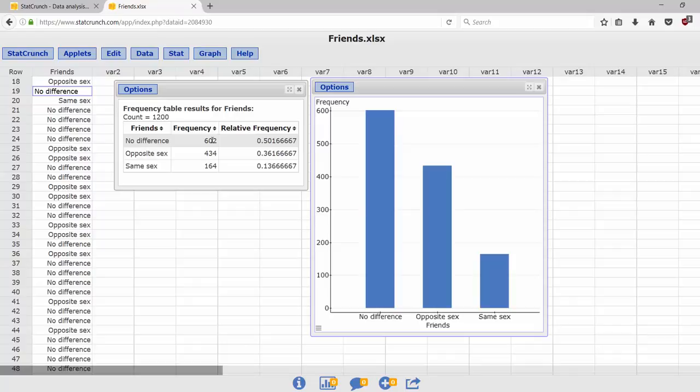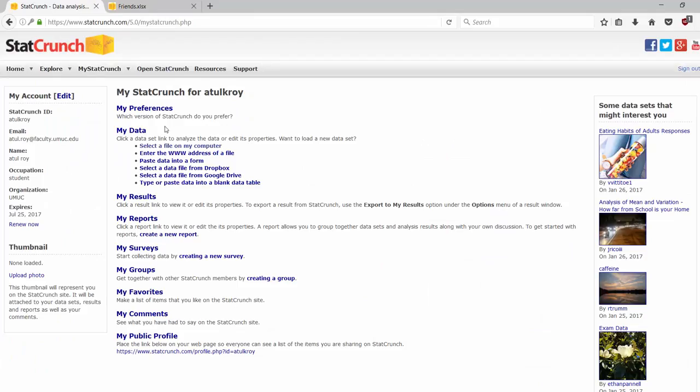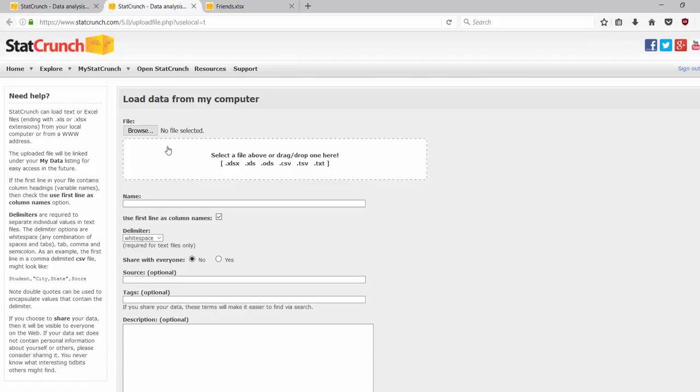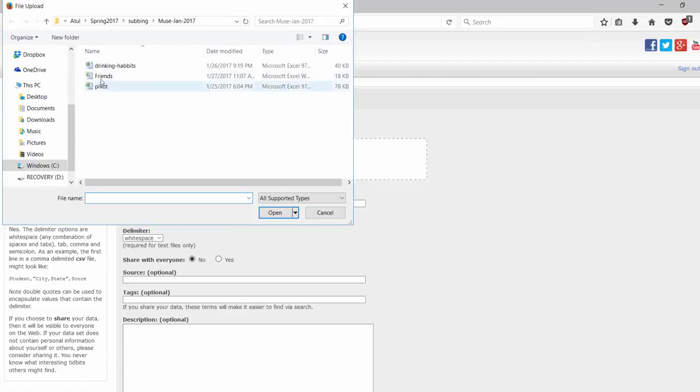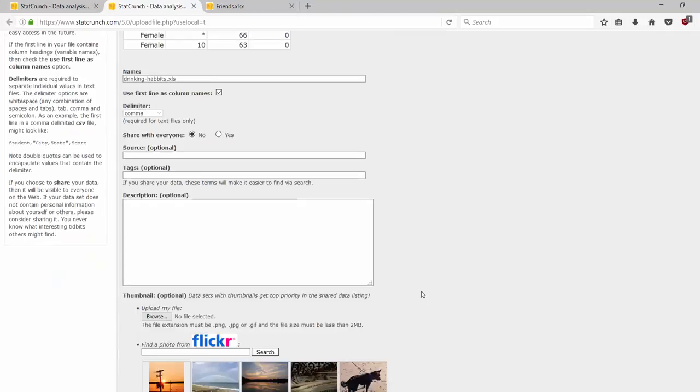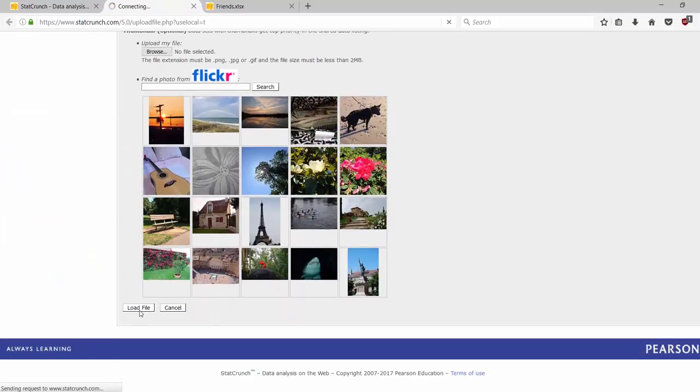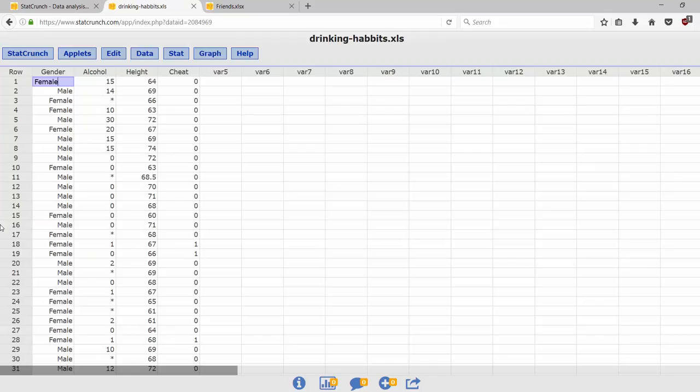That means the mean, median, and standard deviation and all those. So let me go ahead and pull up another data for you. So what we are going to do now is that we want to get a file with numerical data in there, right? Okay, so here I'll say select a file on my computer, browse, take drinking habits, load file.